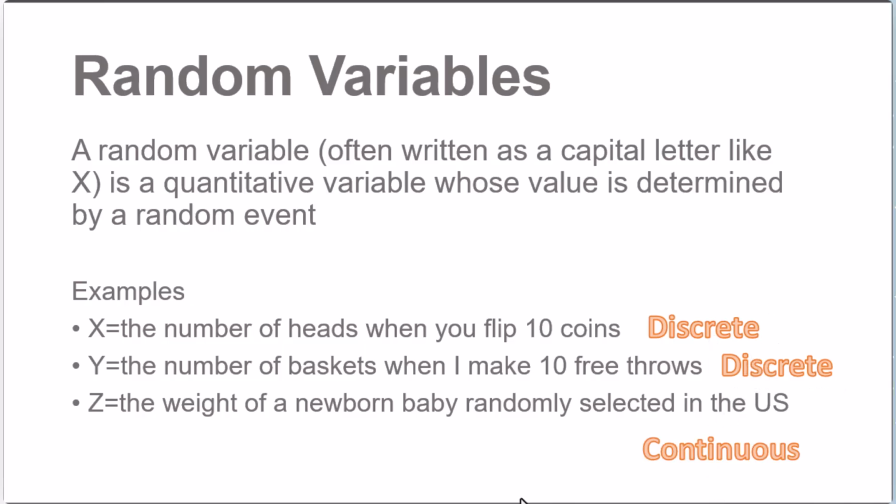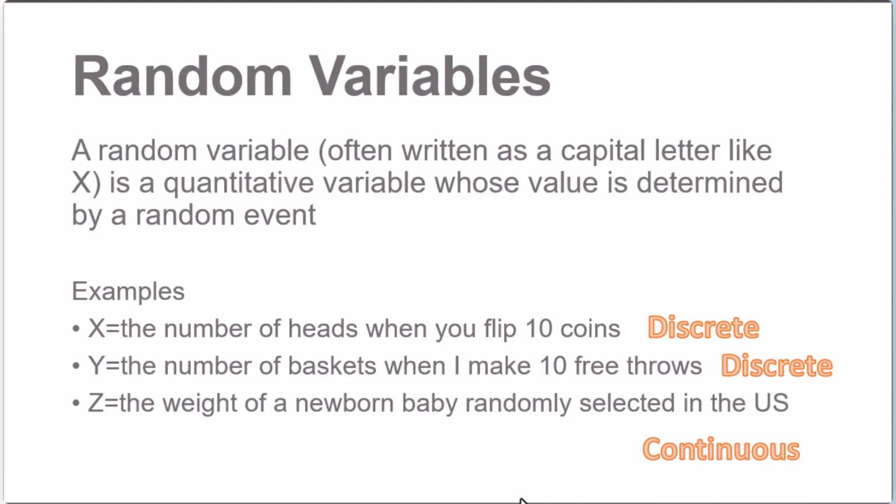Because the weight of a baby is not whole numbers, it's not specific values, but it could be any number on a number line between, whatever a reasonable range would be depending upon your units, maybe between 2 and 15 pounds or something like that. So there aren't fixed possible outcomes for that last random variable.